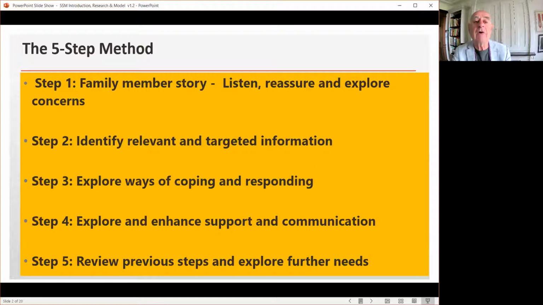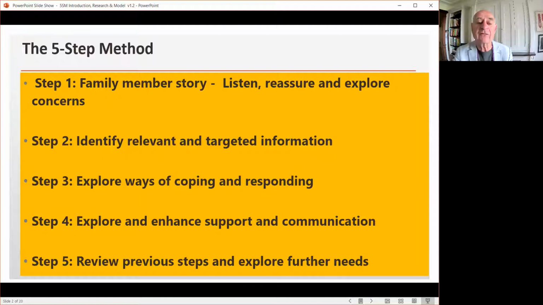First, let me remind you about what the five-step method is. It's very simple. There are 5 steps. Step 1 is really helping the family member tell their story. And our job is to listen, reassure, and explore their concerns.